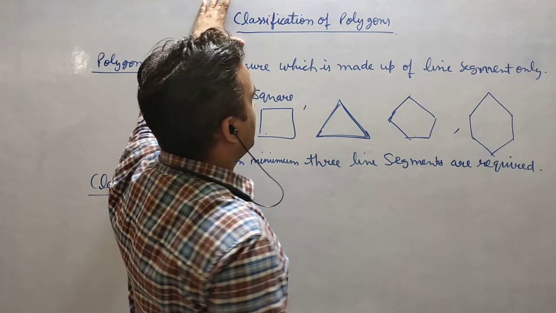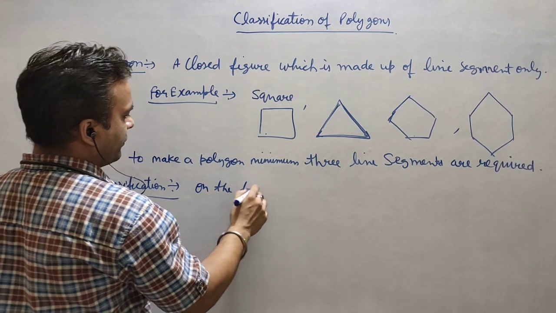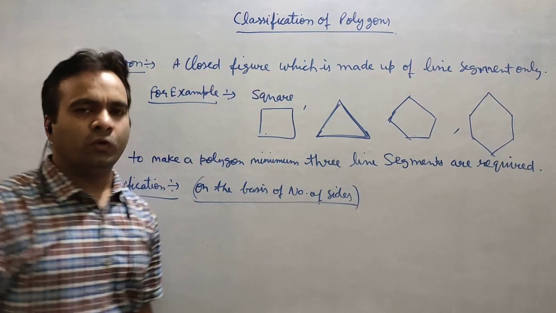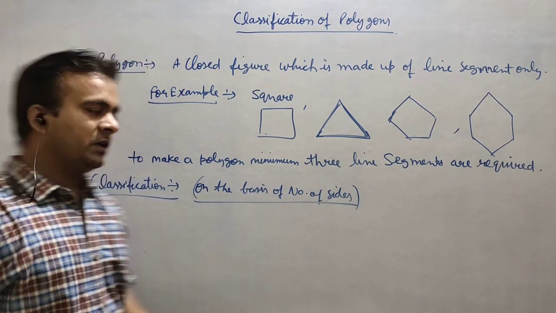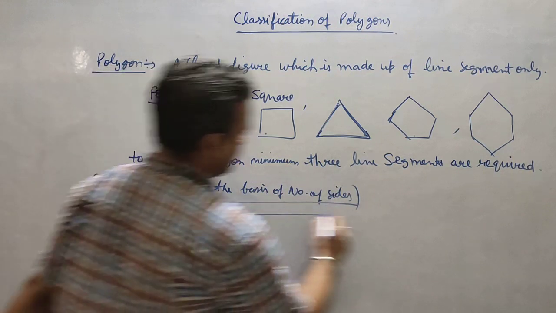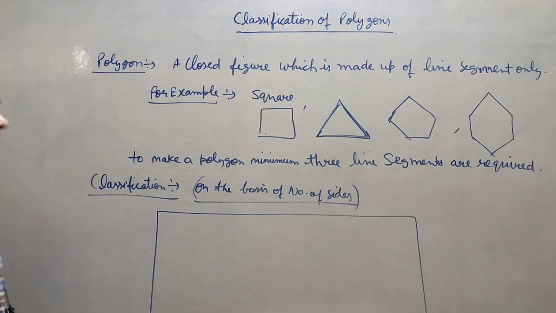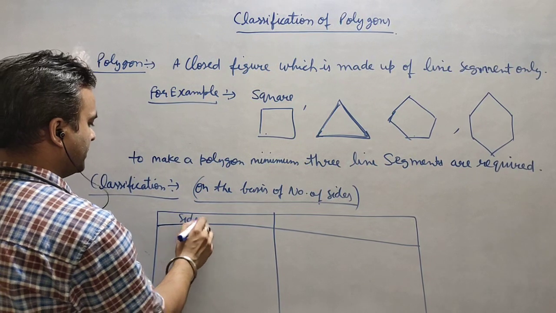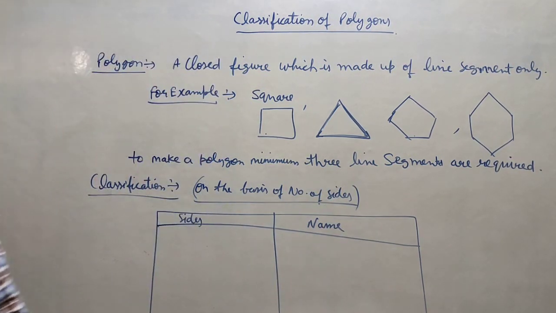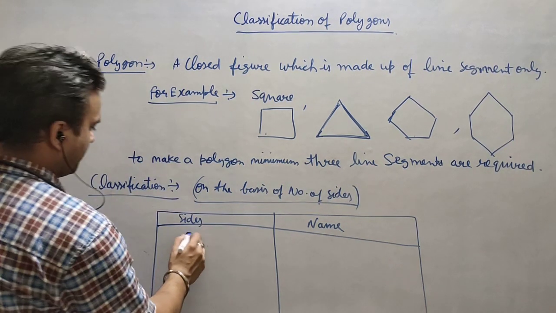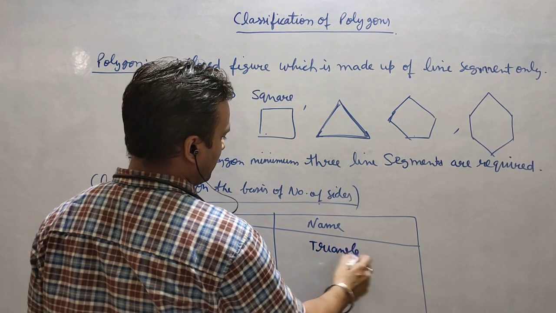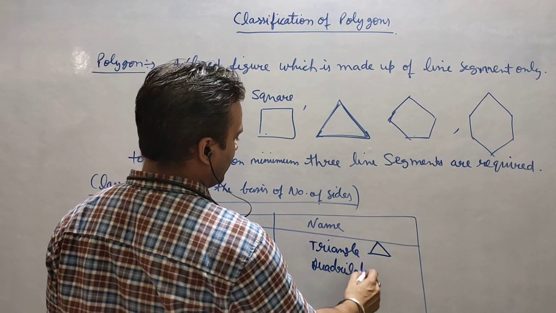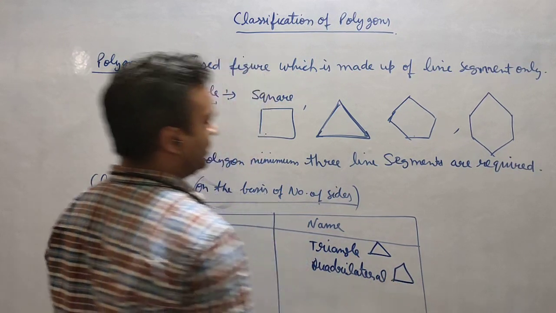Okay. Now classification is done on the basis of number of sides. You have to count the number of sides, and on the basis of number of sides, we will give the name. Right? For example, I am making a list here. You see the list. If there are 3 sides, and I am writing here name, then what is the name? I will say that triangle, because triangle has 3 sides. If there are 4 sides, then what is the name? We call it quadrilateral. So in quadrilateral there are 4 sides.